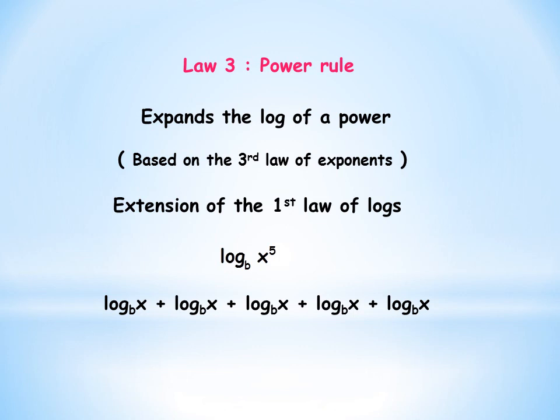Remember, if we have log b of x to the 5th, this is the same thing as saying the log b of x plus the log b of x plus the log b of x plus the log b of x plus the log b of x. I have 5 of them. I can combine my like terms, and this becomes 5 log b of x. So you can see what happens. This exponent really just comes down in front of the log and turns into multiplication.